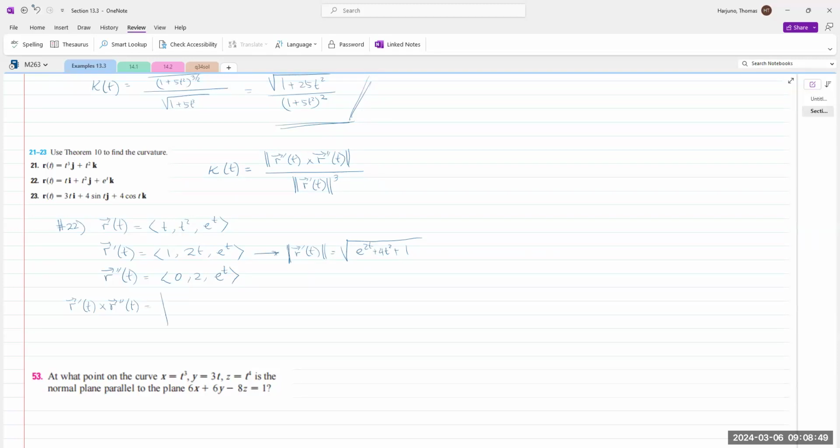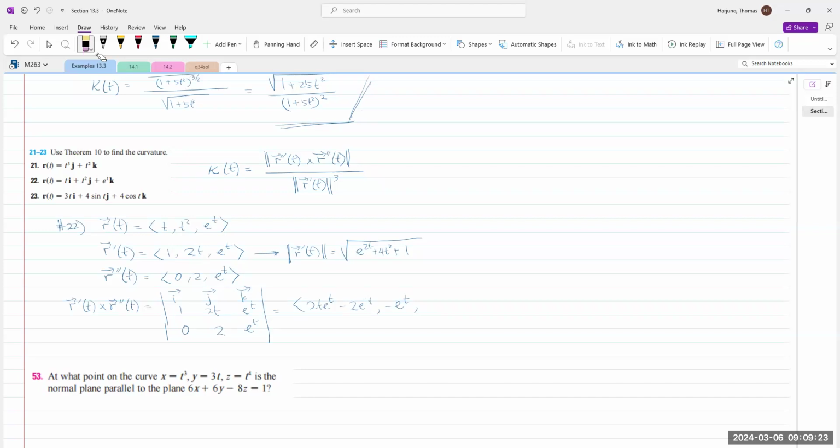Such that r prime t cross r double prime t gives us i, j, k of 1, 2t, e to the t, and 0, 2, e to the t, which will be 2t e to the t minus 2 e to the t, negative e to the t, and the last part is 2. Why did I keep on saying e to the 2t? It should be e to the t only.